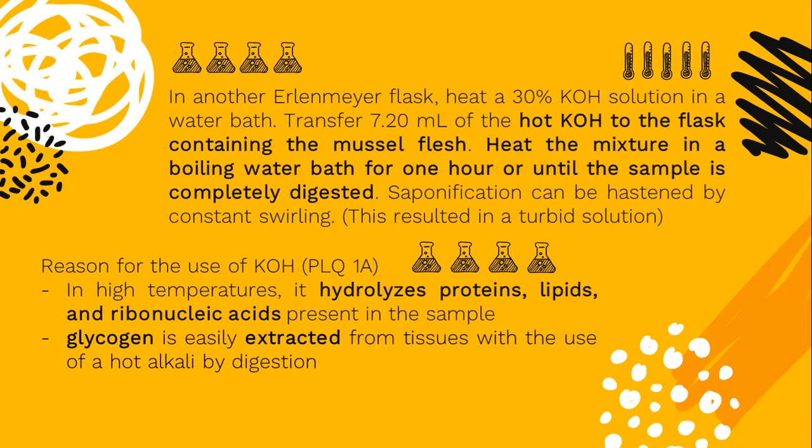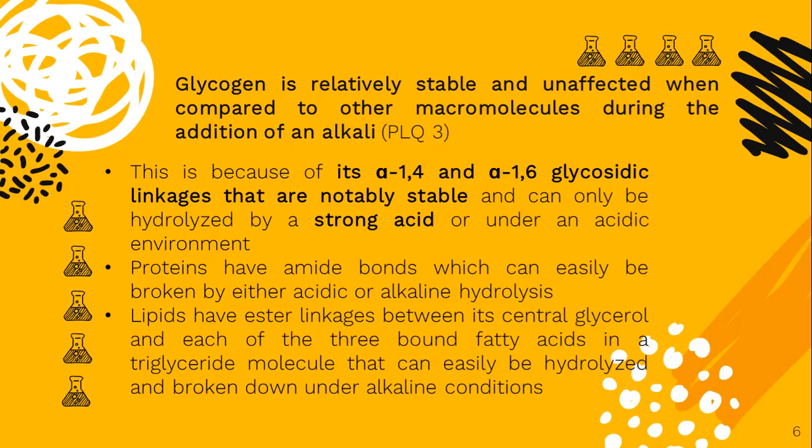So this is because in high temperatures, KOH hydrolyzes proteins, lipids, and ribonucleic acids present in the tissues. With this hydrolyzation, glycogen can then be easily extracted. We know glycogen is a carbohydrate. This leads us to the question: why are the proteins, lipids, and ribonucleic acids hydrolyzed by KOH, but why can't it hydrolyze glycogen?